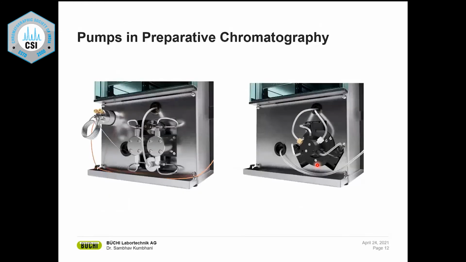Now, like I was mentioning, the main difference that happened over the years between open column and a flash system is the introduction of pumps. Think of the pump as the heart of a chromatography system. It really defines how the performance of your separation is going to be. And there are two kinds of pumps that Buchi offers. And this is the most standard pump that you are used to seeing.